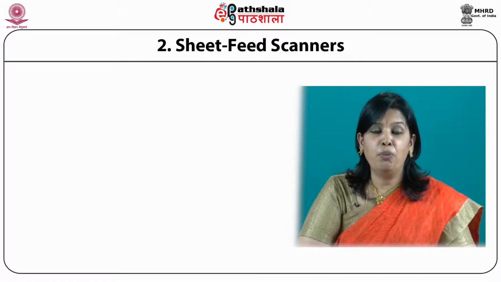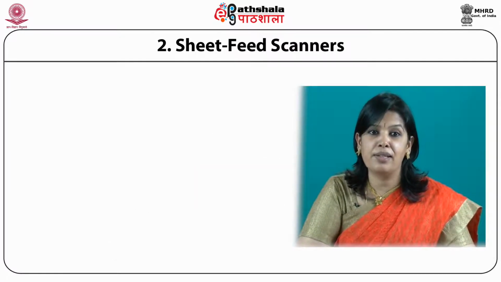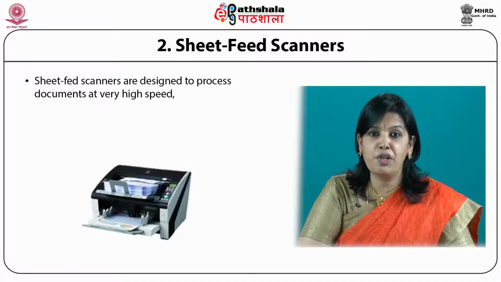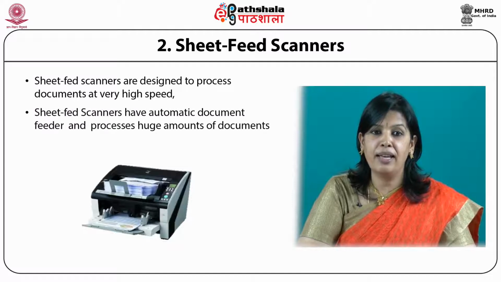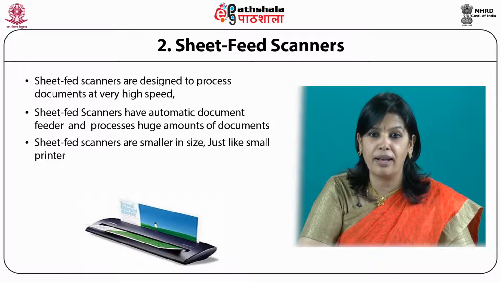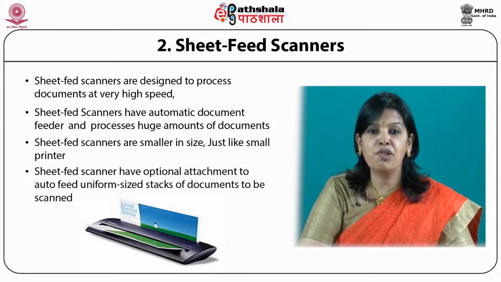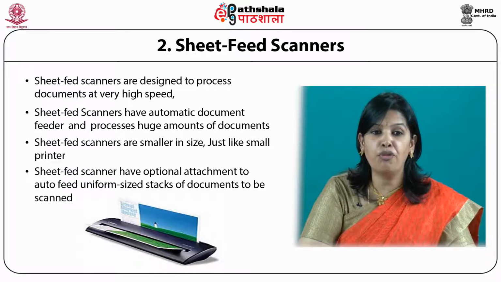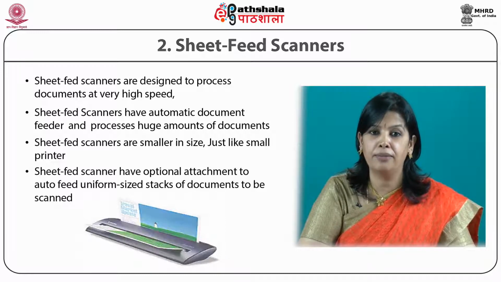The second equipment is sheet feed scanners. Sheet feed scanners are designed to process documents at very high speed. Sheet feed scanners have an automatic document feeder and process huge amounts of documents. Sheet feed scanners are smaller in size, just like a small printer. This scanner has an optional attachment to auto feed uniform size stacks of documents to be scanned.